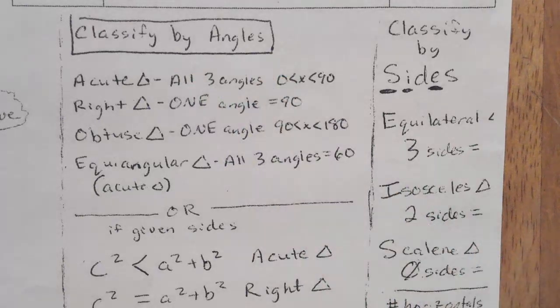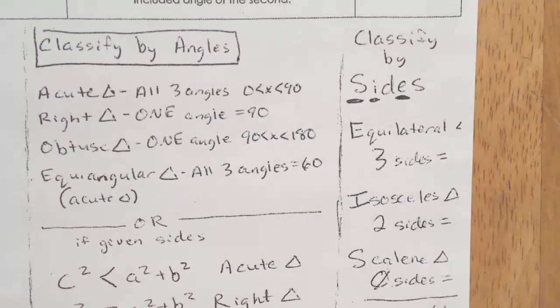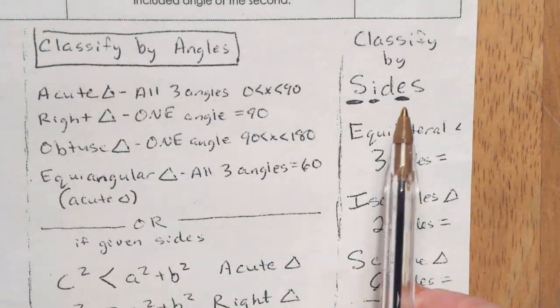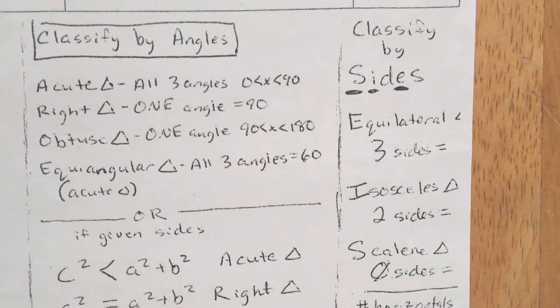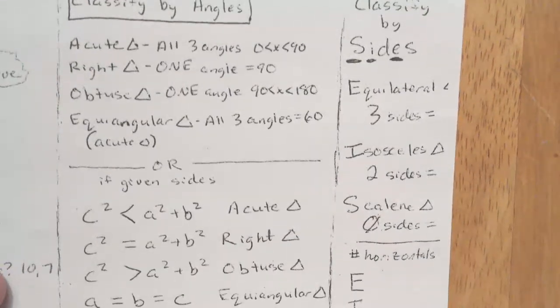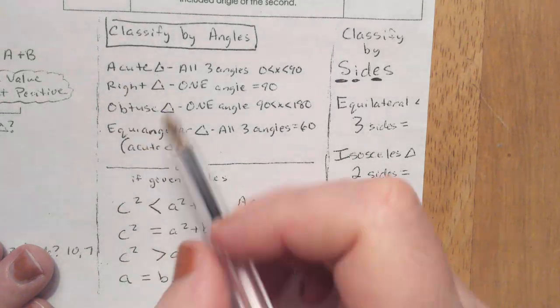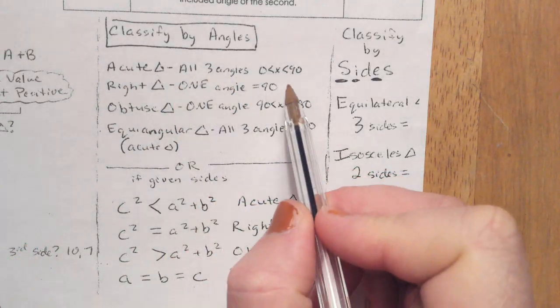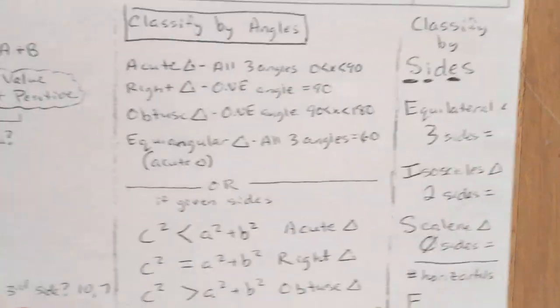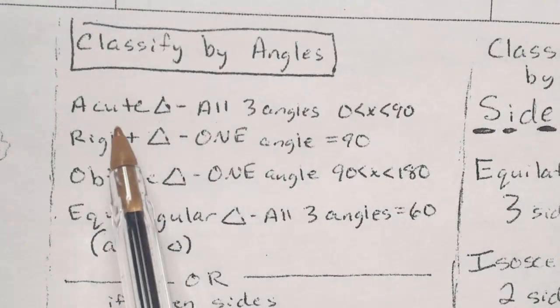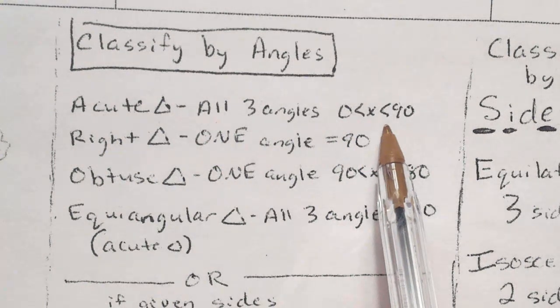Classifying triangles by their angles. So there's 2 ways to classify triangles: by their angles or by their sides. Okay, if you're looking at the angles, an acute triangle means all 3 angles are less than 90 degrees. I'll zoom back in, sorry. So all the angles are less than 90 degrees.